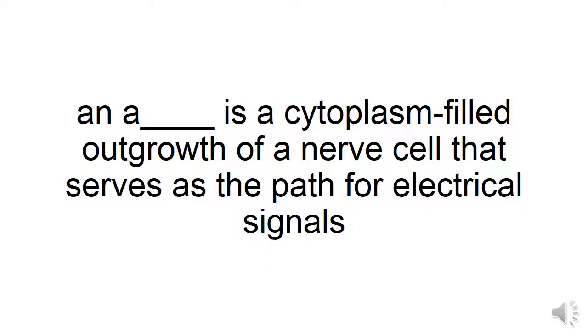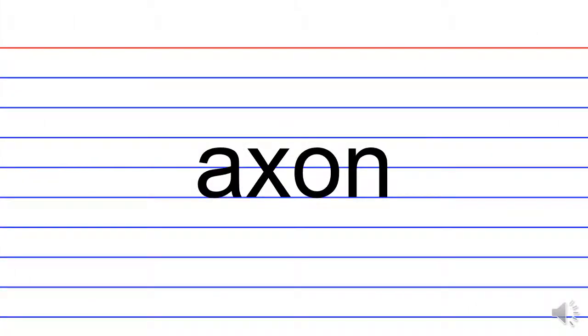An A blank is a cytoplasm-filled outgrowth of a nerve cell that serves as the path for electrical signals. So that would be an axon. And if you don't know what that looks like, just quickly Google it and keep it moving.